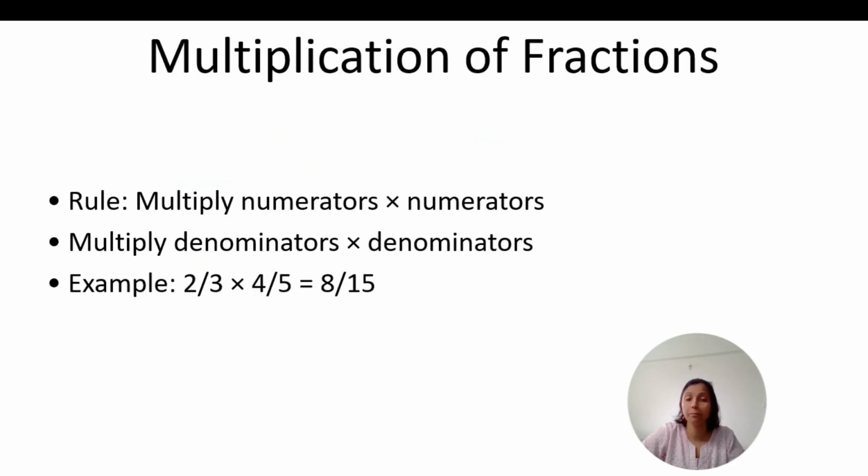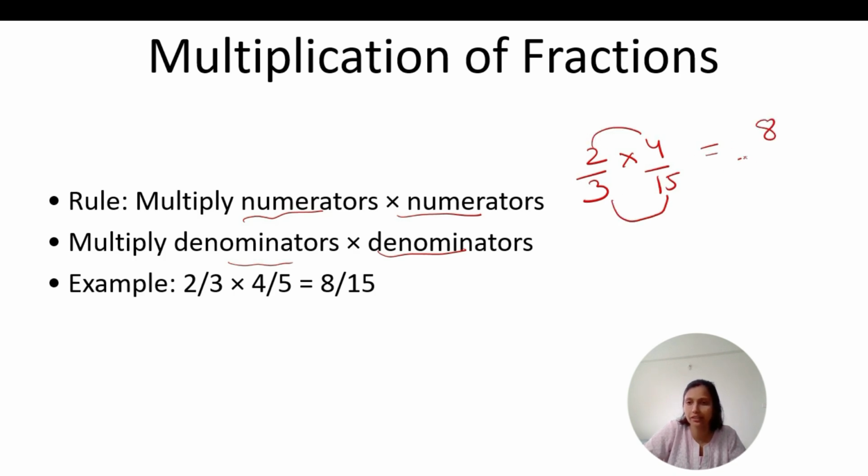Now let's talk about multiplication of the fractions. Multiplication of fractions is super easy. You need to multiply numerator with numerator, denominator with denominator. So 2 by 3 into 4 by 15. Multiply 2 with 4, it is 8. And 3 into 15, it is 45. So 8 by 45 is your final answer.